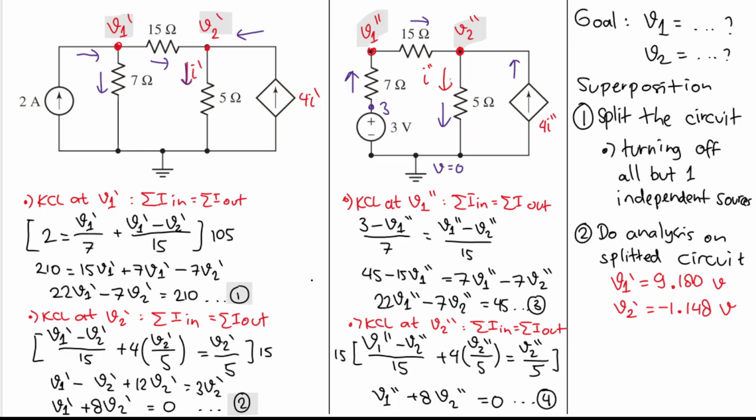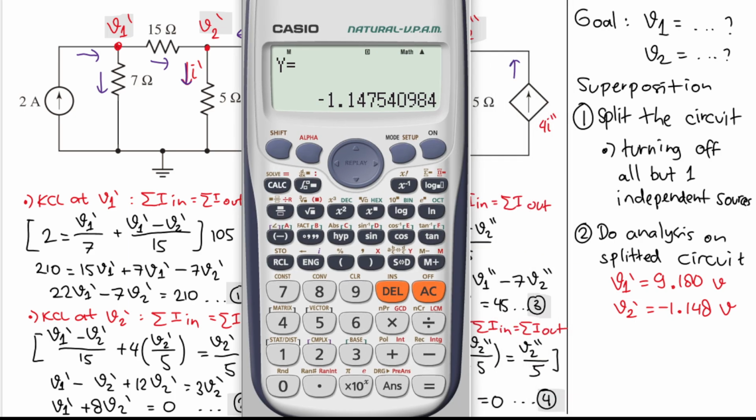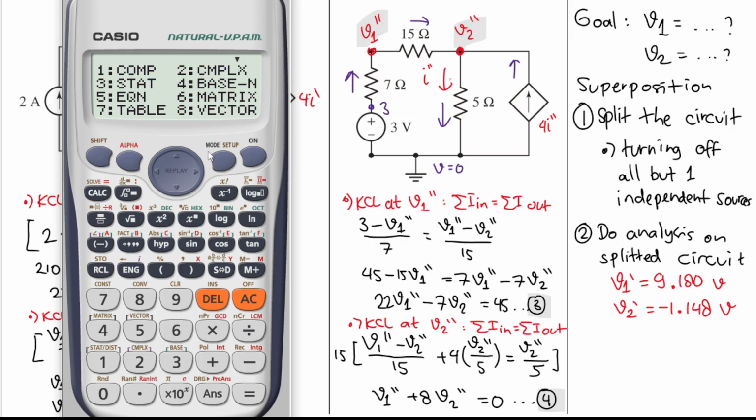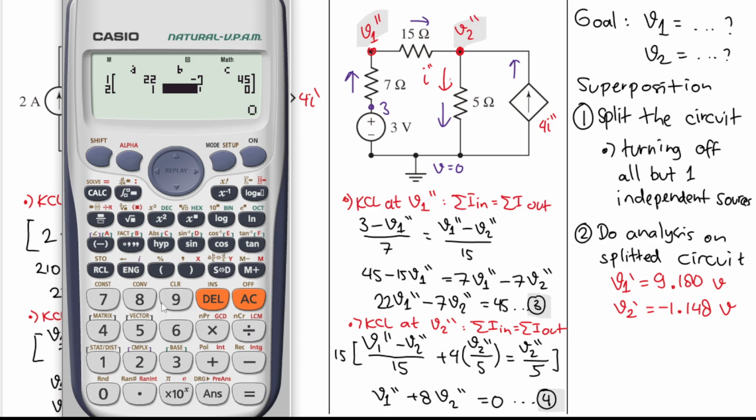Good. Now, what we can do is solve equation number 3 and number 4 for V1 double prime and for V2 double prime. Let's do exactly that. Let's use our calculator as equation solver, this button and number 5. Two variables is number 1, and let's plug that in. I will have 22 and then minus 7 and then 45. Then the second equation is 1, 8, and 0.